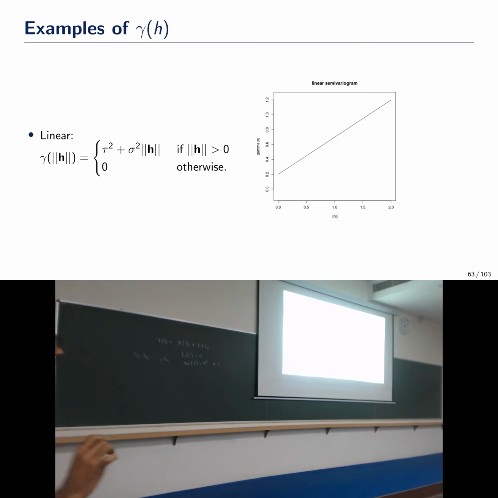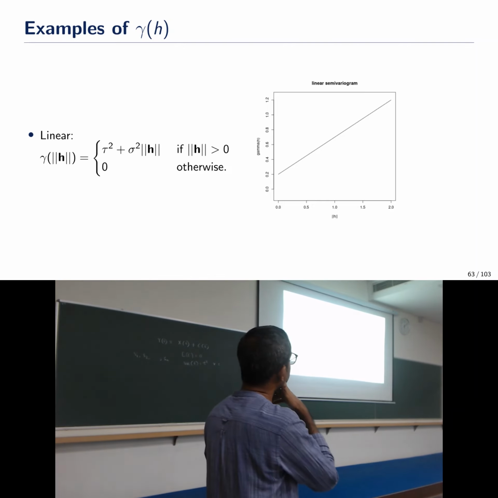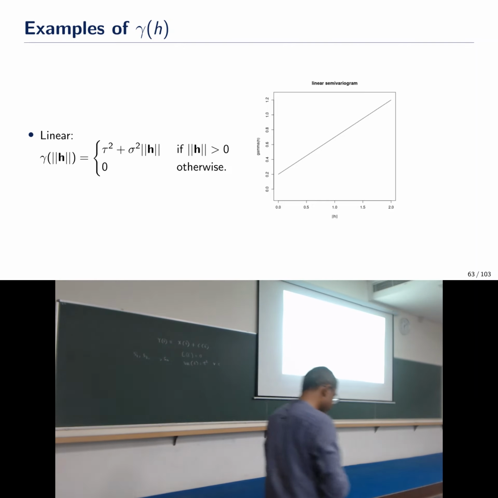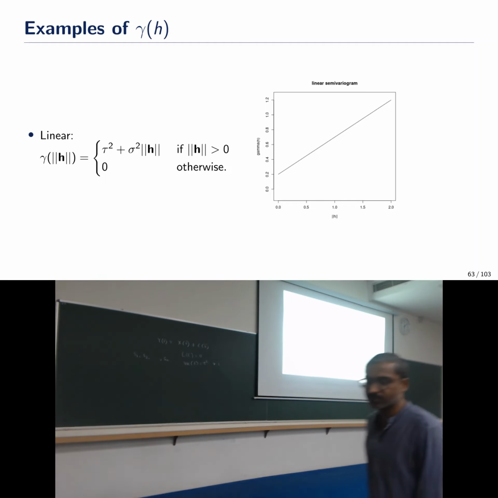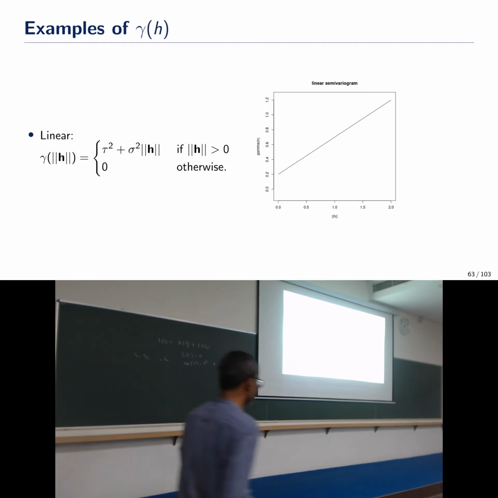In this particular case, oh, I forgot to mention something about the relationship between this gamma h and C of h. Sorry, I should have mentioned that, so I have to go back. If I have a stationary process, then this gamma h can be obtained as C0 minus C of h, provided you have a stationary process. So given a stationary process and a covariance function, I can come back to this gamma h.